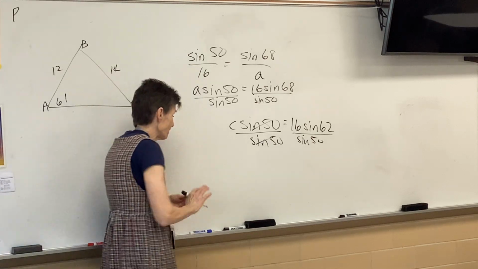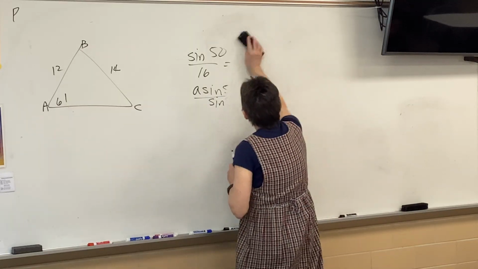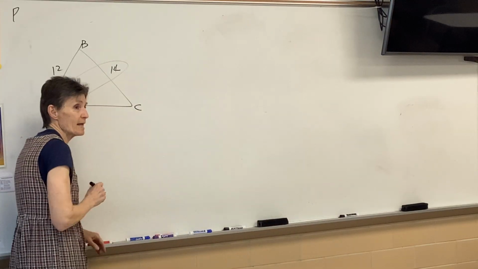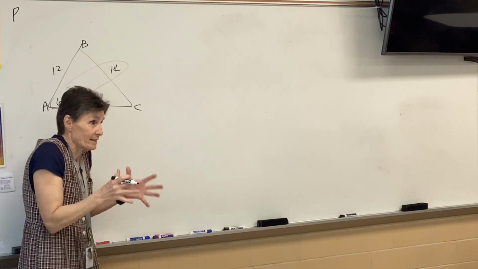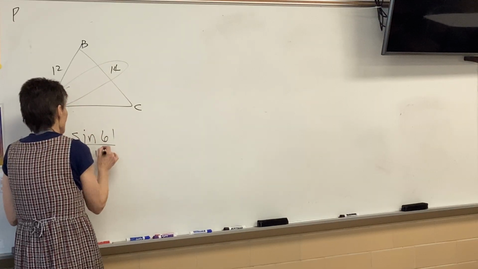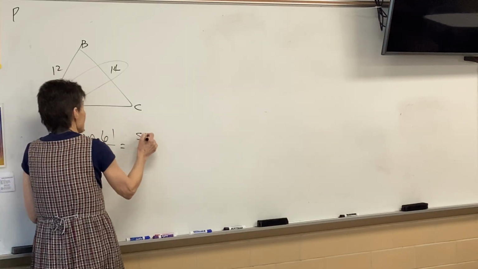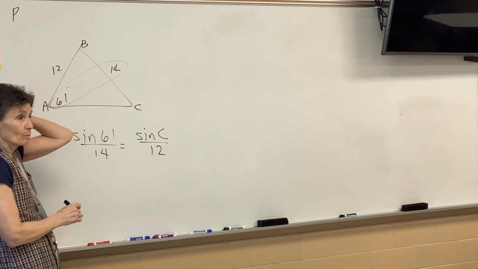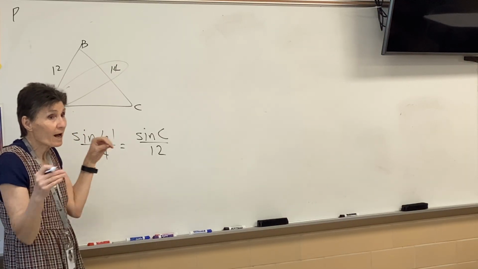What is the very first thing you notice, I hope, when you look at this problem? Right here, I hope you notice that. Because that is always your clue to do what? Well, sine. So sine 61 over 14. You don't really have a choice here, because all you know is that 12. So you're going to say sine C over 12. Does that make sense to you? Remember, when you do sine, it's an angle. The sides are in the bottom.